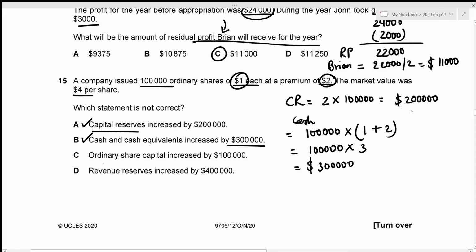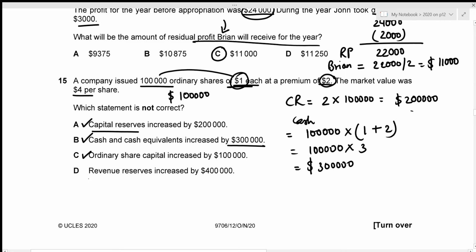Now the third one is that ordinary share capital is increased by 100,000, which is true because our ordinary share has the rate of $1 and our number of shares is 100,000. So multiplying these two amounts, we get the value of 100,000. So the statement given in option C is correct.